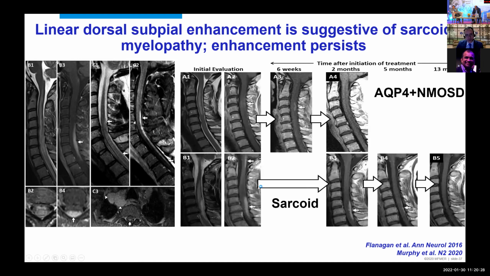Another thing to mention about sarcoid is that even when you treat patients with steroids, prolonged steroids, you can see here this enhancement in the dorsal subpia, and the enhancement tends to persist over time. Here at 2 months, it's still there despite treatment. At 5 months, it's still there and eventually resolves. While with the aquaporin-4 antibody, here example, we see that the enhancement tends to go away in 95% within a couple of months. So if you see persistent enhancement ongoing on your MRI beyond 3 months, you want to think about potentially sarcoid or some other etiologies.